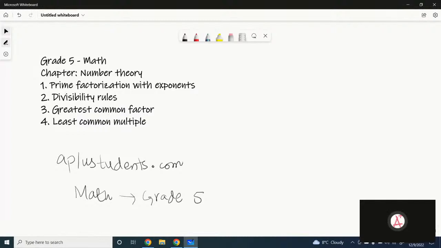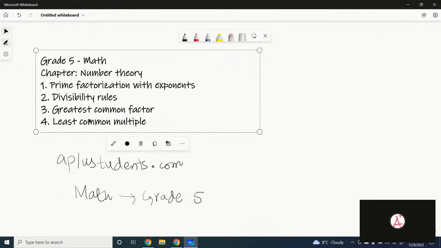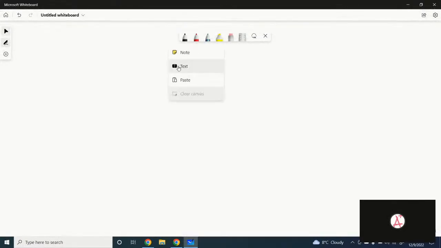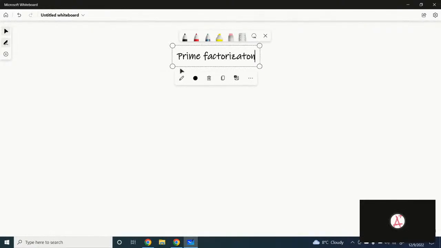So please make sure you have your notebook and pencil so that you can note down the important examples and definitions as well. Got it? Let's start with prime factorization with exponent. Let me write down the lesson name. Prime factorization with exponent.